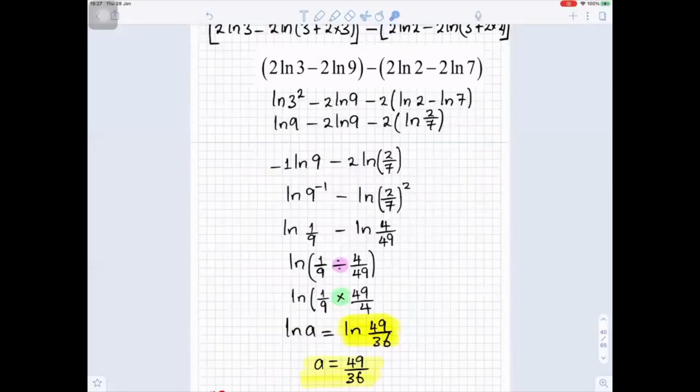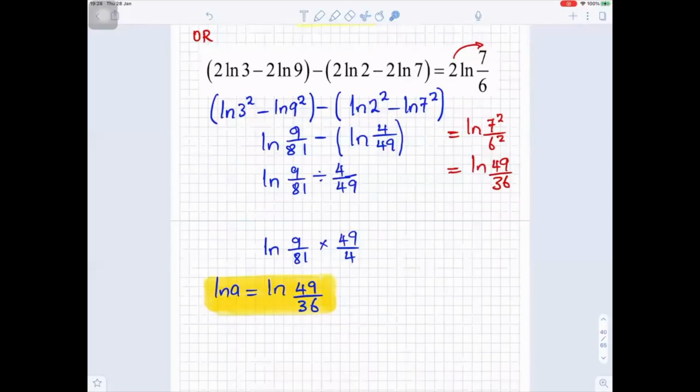And when you do that, 1 over 9 divided by 4 over 49, you change it to a times. 1 over 9 times 49 over 4. And that will give you ln 49 over 36. So A is that value there, 49 over 36. This is another way to simplify it.